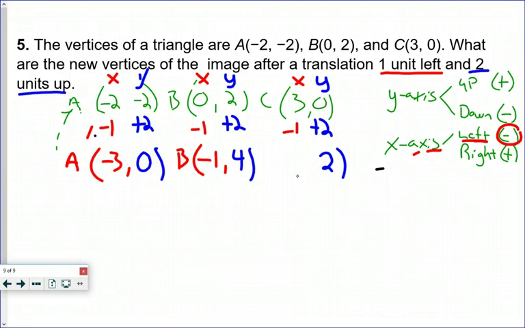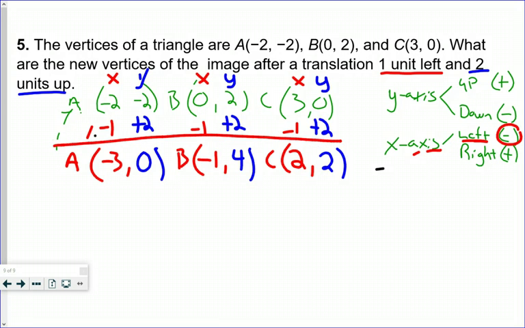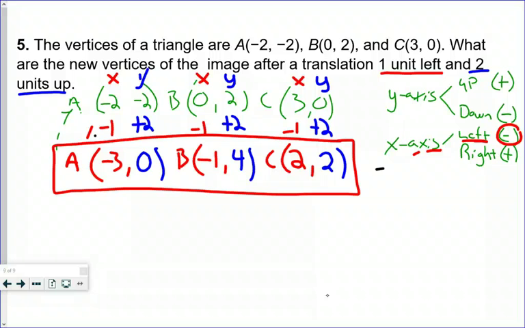Right, so minus 1 there would give us a positive 2. So clean and easy, these would be our new coordinates for our vertices of a triangle if they've been translated 1 unit to the left and 2 units up. So hopefully this will be just a good reminder if you need to go back and kind of look at these. This video is then posted for you.